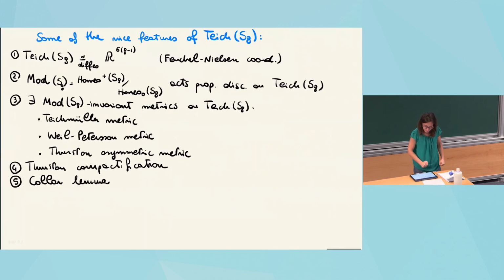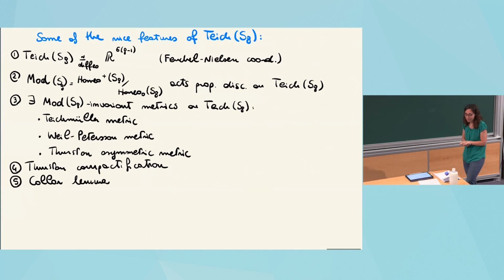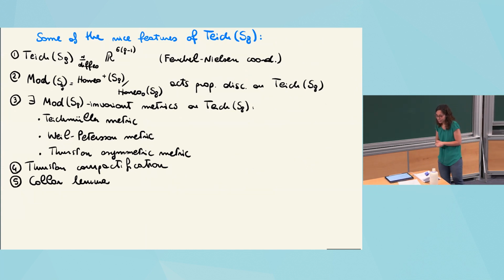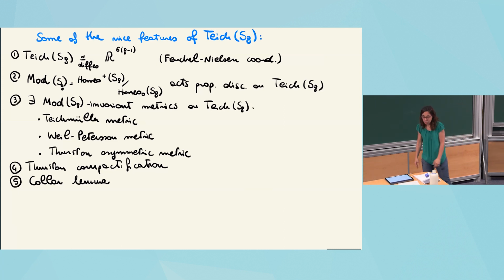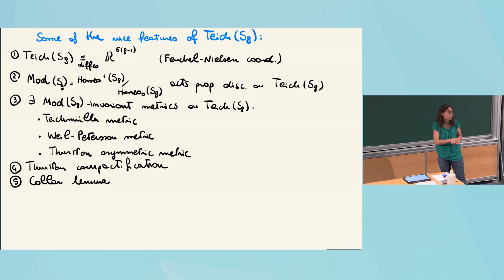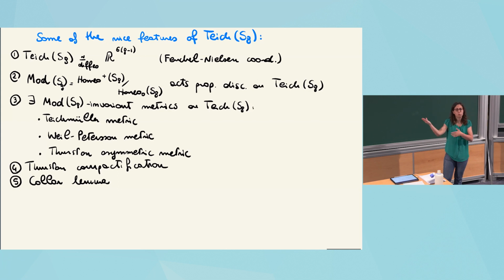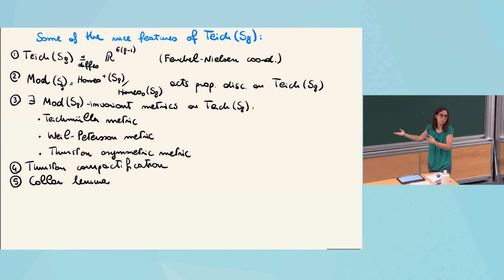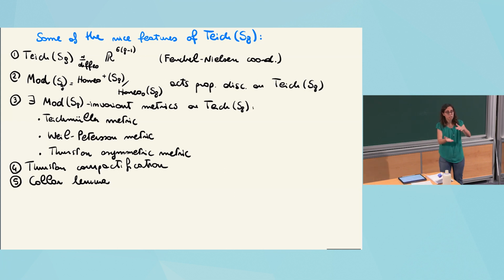Okay, so now another piece of the background: these are just some nice features of Teichmüller space. Teichmüller space is a ball. The mapping class group, the group of orientation preserving homeomorphisms up to homotopy, acts nicely on Teichmüller space. You have a metric on Teichmüller space. So the way I described it before, I kept calling it a space, but I described it just set-wise.